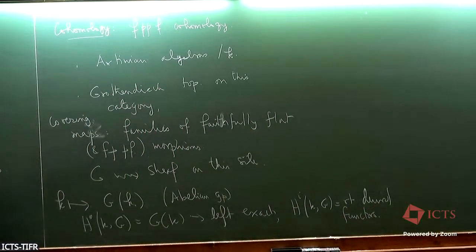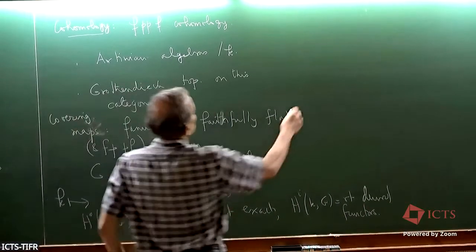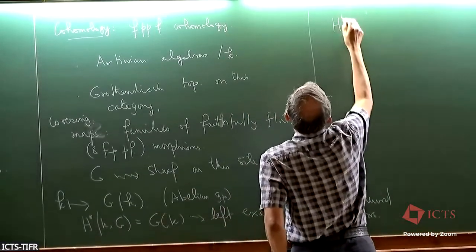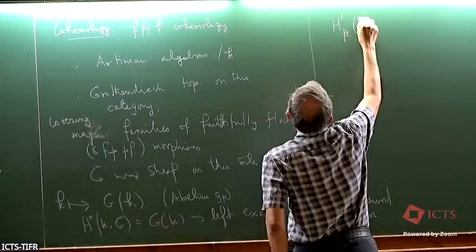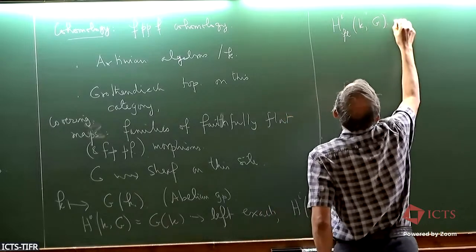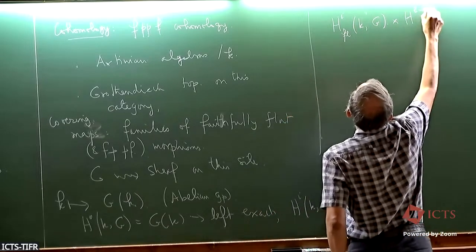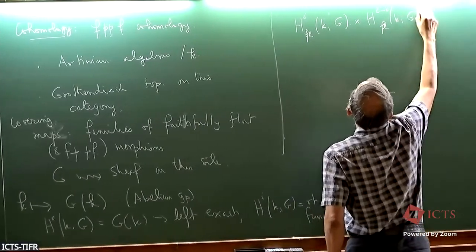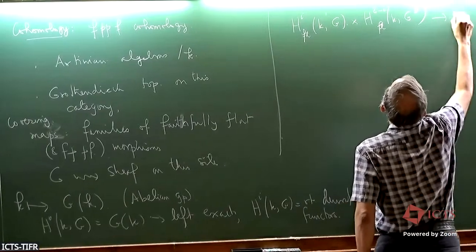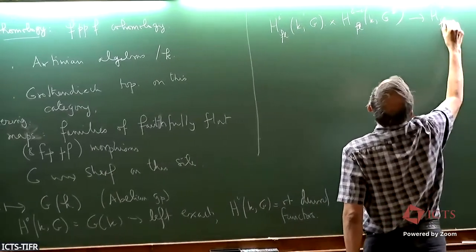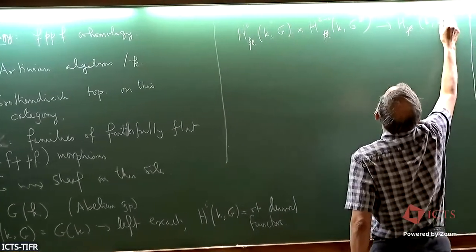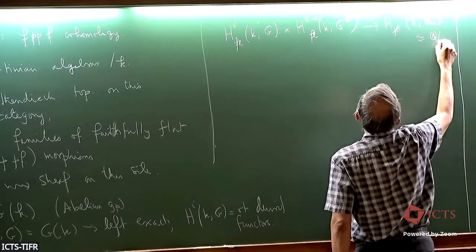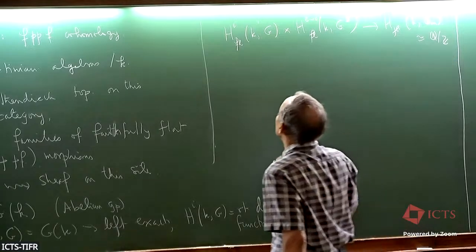Okay, so then the proposed duality would be to say that I look at H^i flat of (K, G) times H^(2-i) flat of (K, the Cartier dual). So that goes to H^2 flat of (K, G_m), which one has to say is isomorphic to Q/Z. And this pairing is perfect.